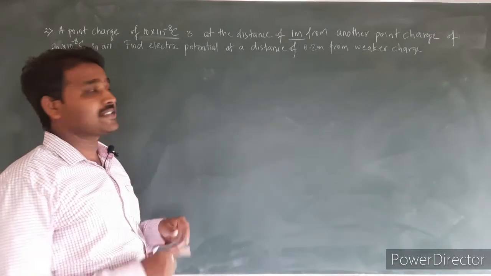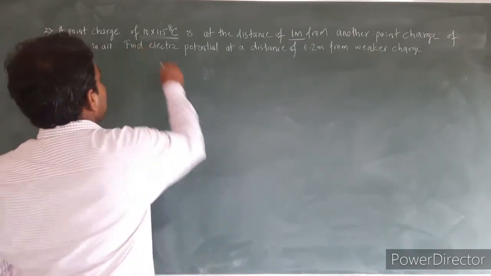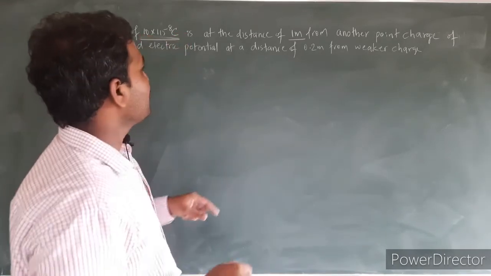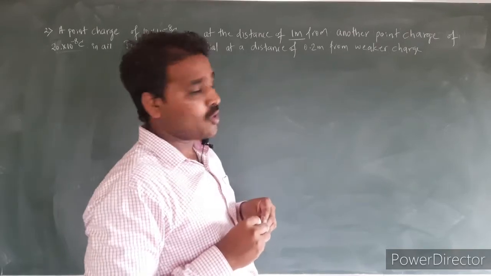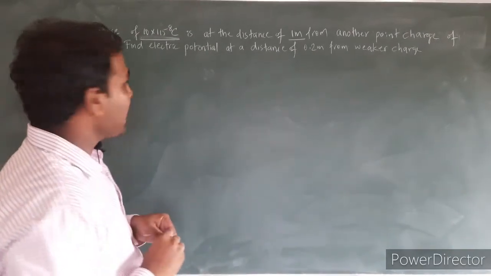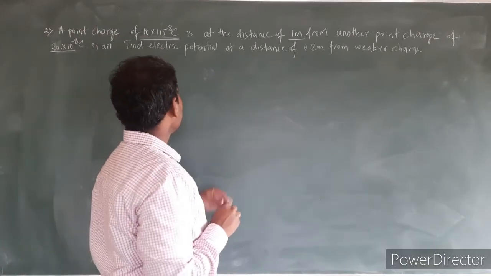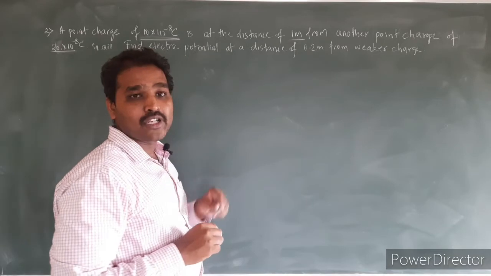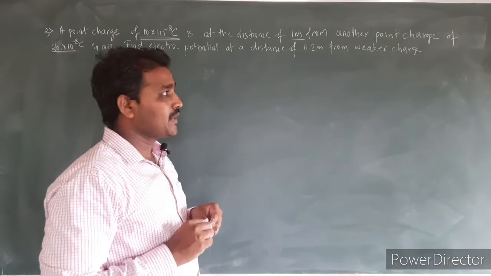Let us look at the second problem here. It is given that a point charge of 10 into 10 to the power of minus 8 coulomb is at a distance of 1 meter from another point charge of magnitude 20 into 10 to the power of minus 8 coulomb in air. Both the charges are placed in air, and we are asked to find the electric potential at a distance of 0.2 meter from the weaker charge.